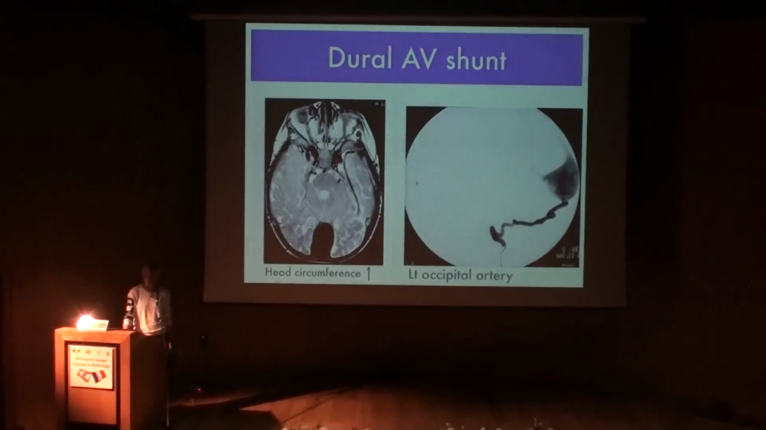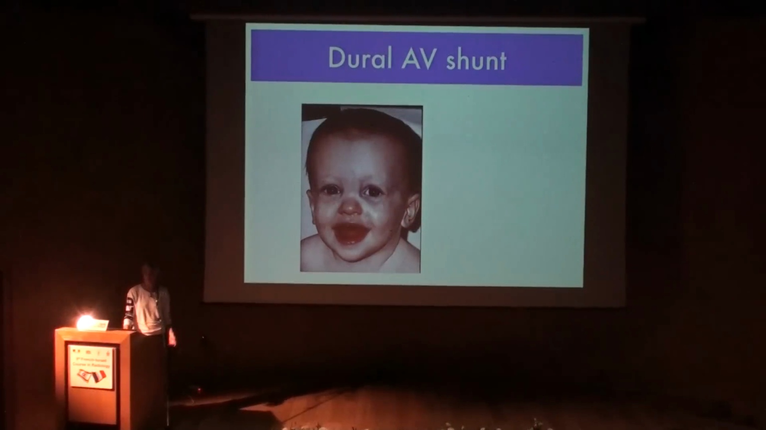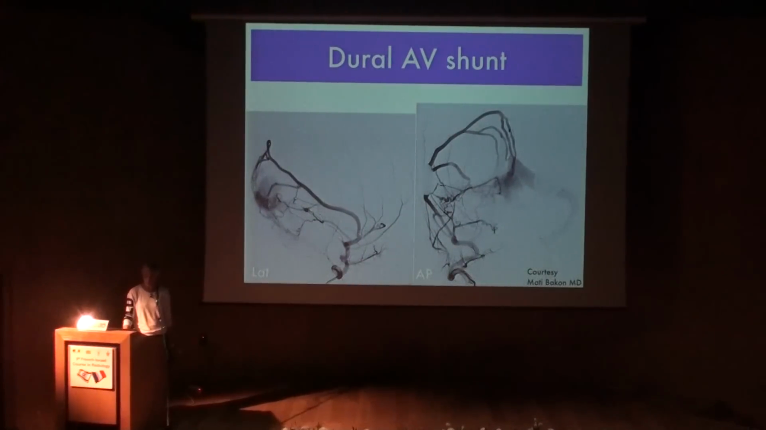This is one example of a boy whose head circumference is getting bigger, and this is his angiogram. This is injection to the left occipital artery, and you just see this huge and large sinus that is being opacified. This is another boy. If you look carefully, you see those veins trying to drain the brain outside towards the face, and on his angiogram, you see this vessel draining into this huge dural system.